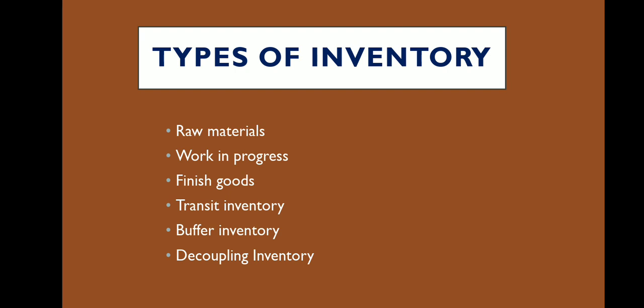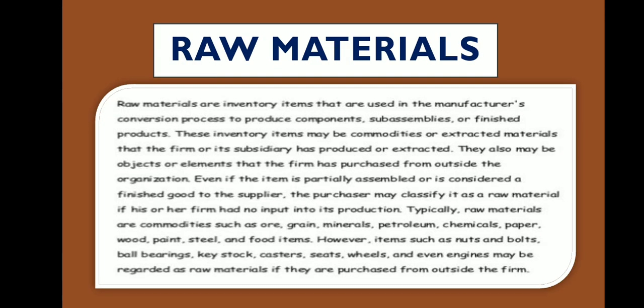Now we have the types of inventory. The first is raw material, second is work in progress, third is finished goods, fourth is transit inventory, fifth is buffer inventory, and the last one is decoupling inventory. So now I am going to discuss all the points in detail. First one is raw material.